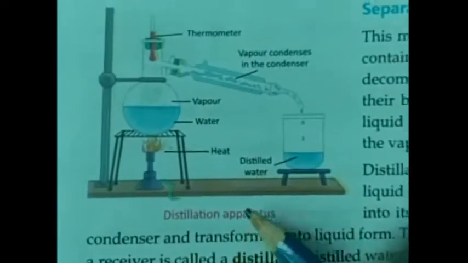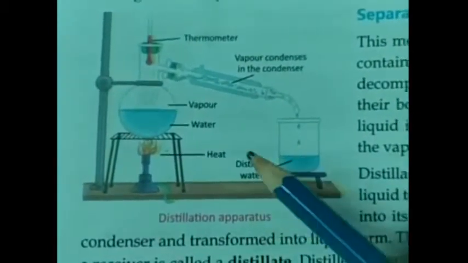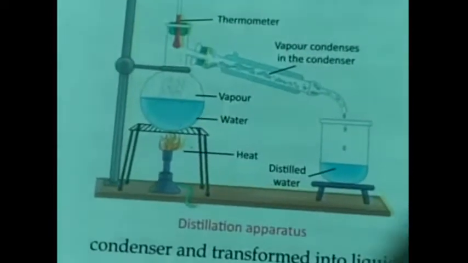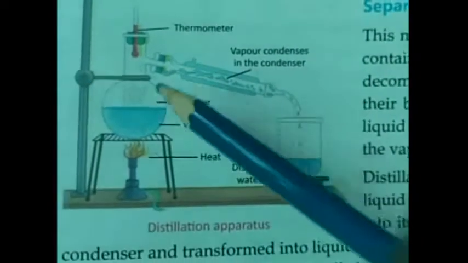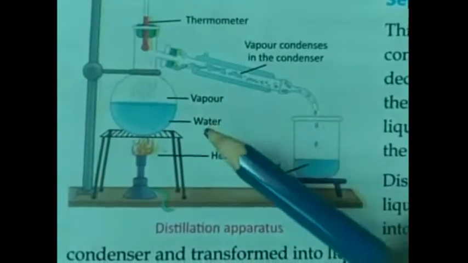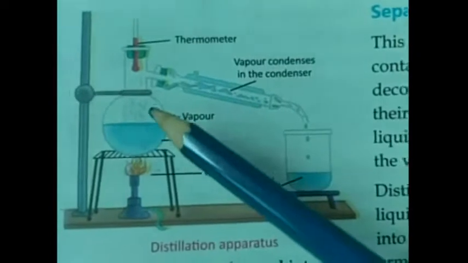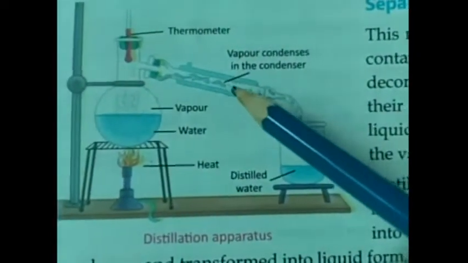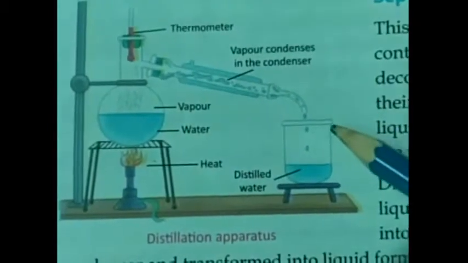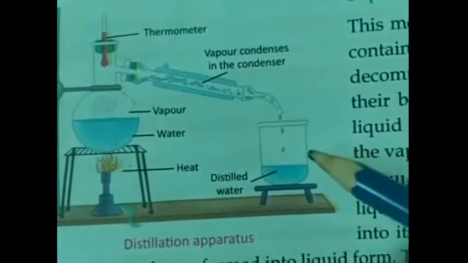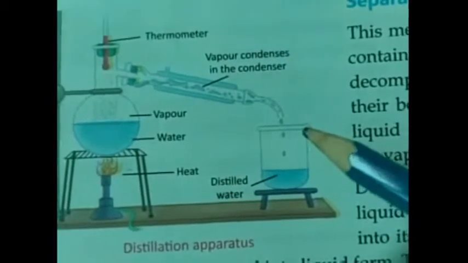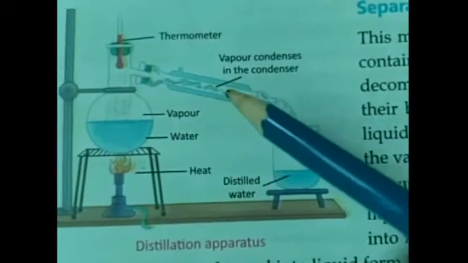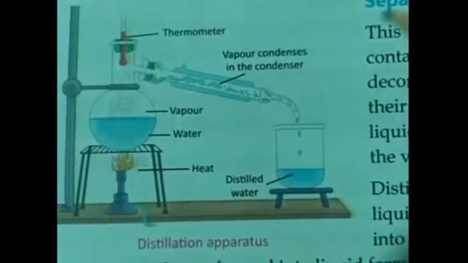In this picture you can see the distillation apparatus. Here in the boiling flask, water is there. First it is boiled, and it becomes water vapor. When the water vapor passes through the condenser, the water vapor changes into water droplets. A condenser is a device used to condense a gas into liquid. Vapor is a gas, and when it passes through the condenser, the vapor changes into liquid.